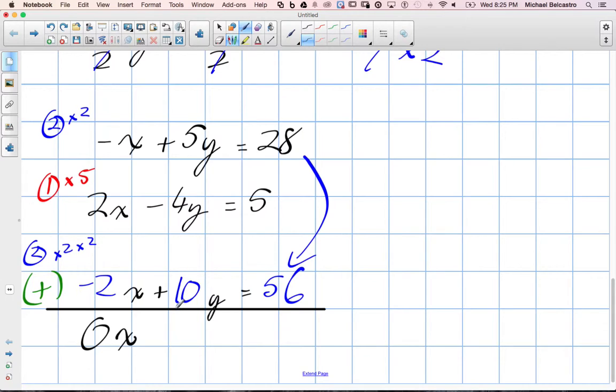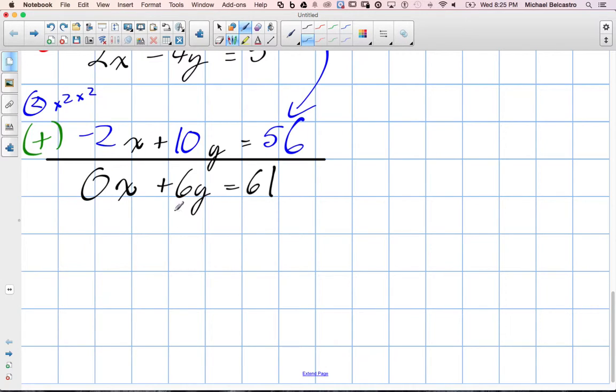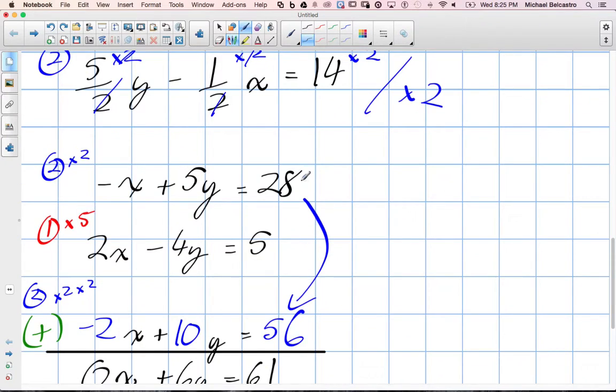If we add these two together, what do we get? 6y. Yeah, positive 6y. And we add these two together, what do we get? 61. The x is not important. So we get 6y equals 61. y is equal to whatever 61 divided by 6 is. 10 point something. 10.14. Great.